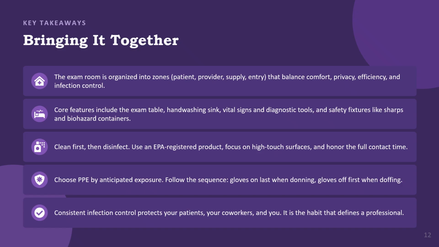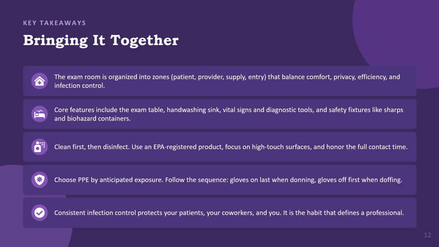Let's pull this whole lecture together into 5 takeaways. First, the exam room is organized into zones: the patient zone, the provider zone, the clean supplies zone, and the entry and seating area. That organization exists to balance 4 goals at once: comfort, privacy, efficiency, and infection control. Second, the core features include the exam table, the hand washing sink, your vital signs and diagnostic tools, and the safety fixtures such as the sharps container and the biohazard waste container. Know what each item is for.